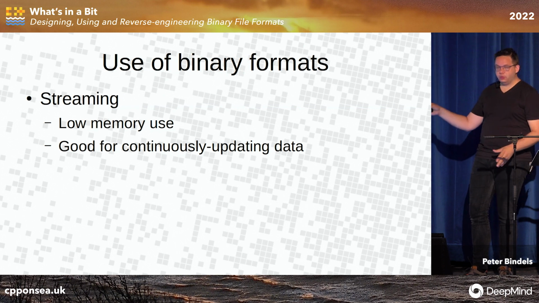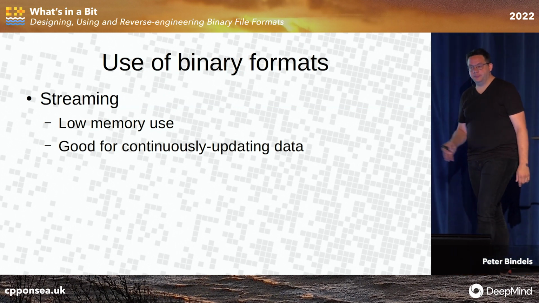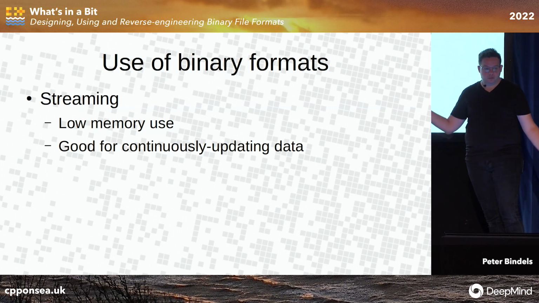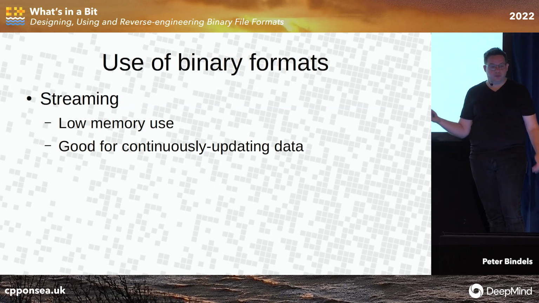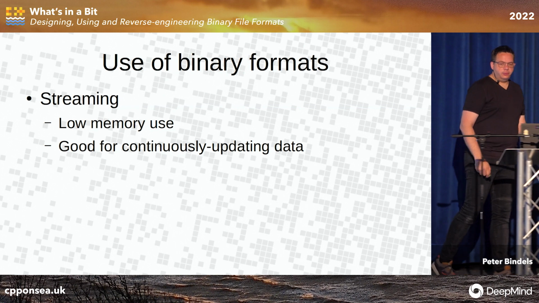You can make a small terminal with, say, 8 megabytes of memory and have it display 4K video. It uses very little data. And it's excellent if the data you have is continually updating. It's the ideal format for stuff that is real-time streaming in. The second kind of file format that we have is a memory mapped one.